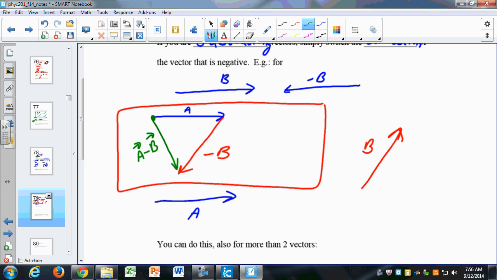You can also do it for more than two vectors. Right here we would call this the triangular method. But if you do it for more than two vectors, you don't make a triangle anymore. You make a what? A polygon, right? So that's why they call it the polygon method, more general.